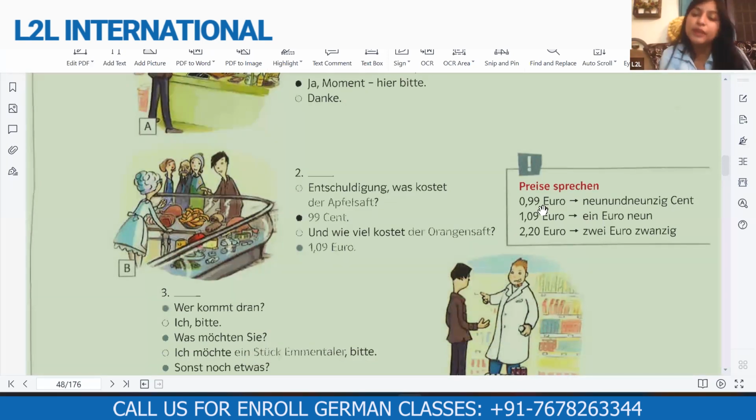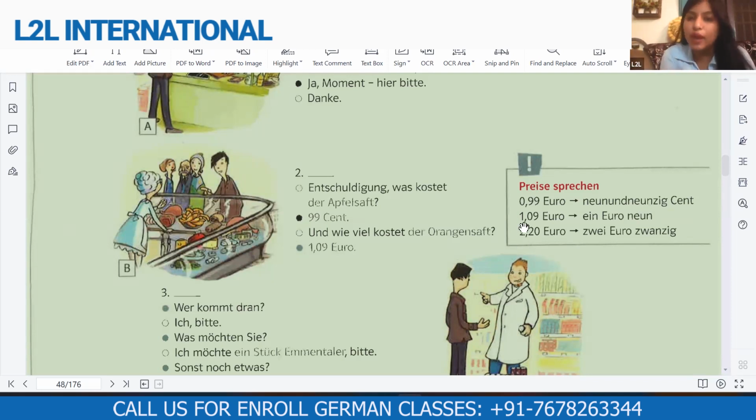So 1 euro se jab kam hota hai, to we call it cent. Yeah. So yahan pe 1 euro bhi hua nahi hai, because you can see 0.99 hai. So this is 99 cent. So jab bhi normally aise to likha rehta hai cent, but then agar likha nahi ho, so you have to understand that this is not more than 1 euro. So you will not call it euro, it is 99 cent.